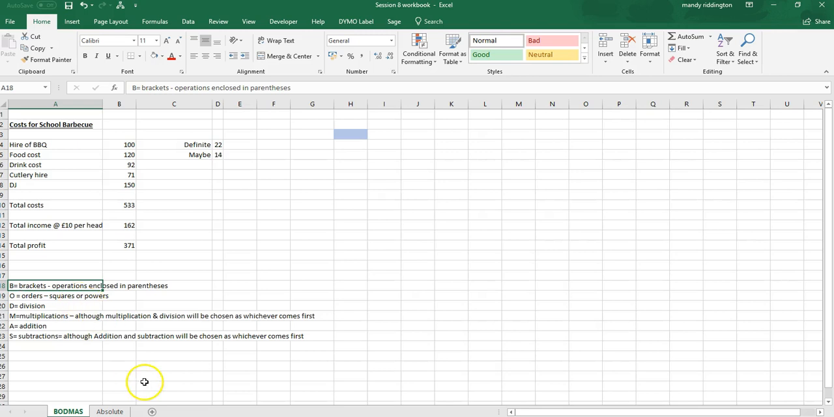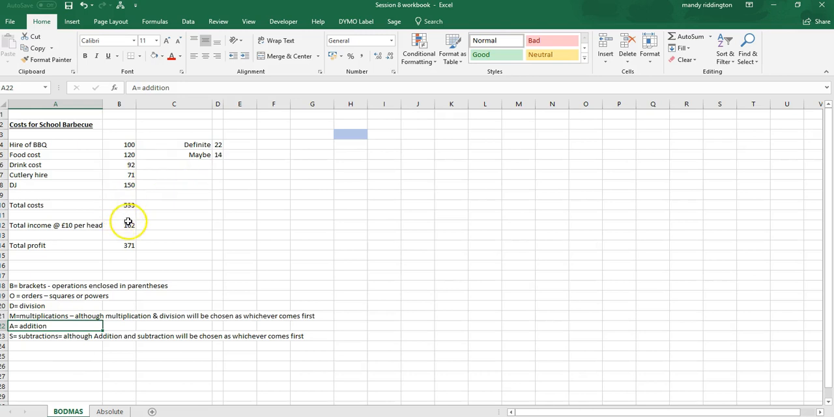So it will always calculate anything in brackets first. Secondly, it will calculate any orders, so something to the power of 3, 4 or square. Then it does division and multiplication, and finally it does the addition and subtraction elements to your calculation.